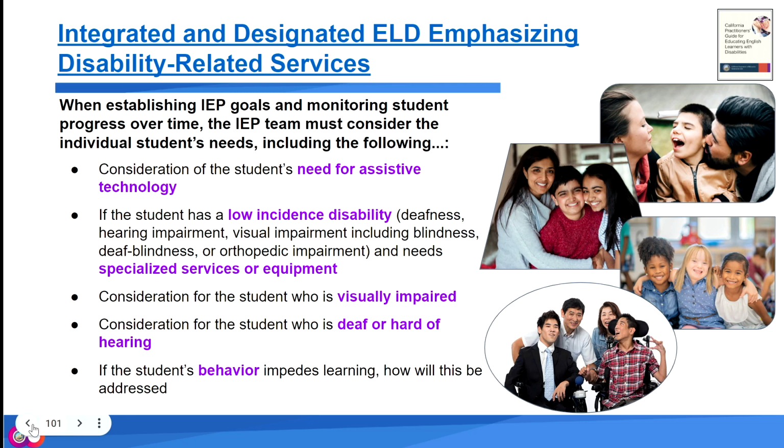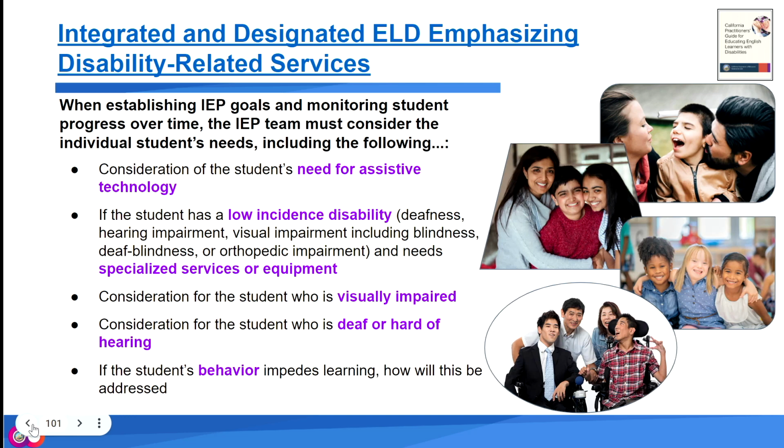And then also let's take into consideration what their specific needs are based on their IEP. Are we taking into consideration the need of assistive technology? Is that something that we also want to embed? And what role does that play in language production and or their receptive understanding of language? We want to take into consideration what specific equipment might be necessary in a low incidence disability if the student is needing some very specific equipment.